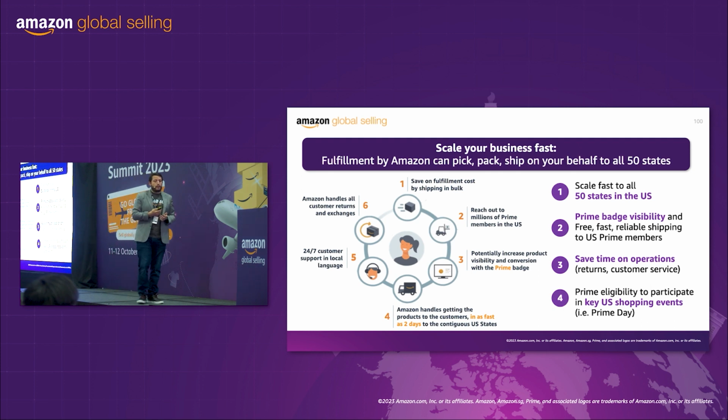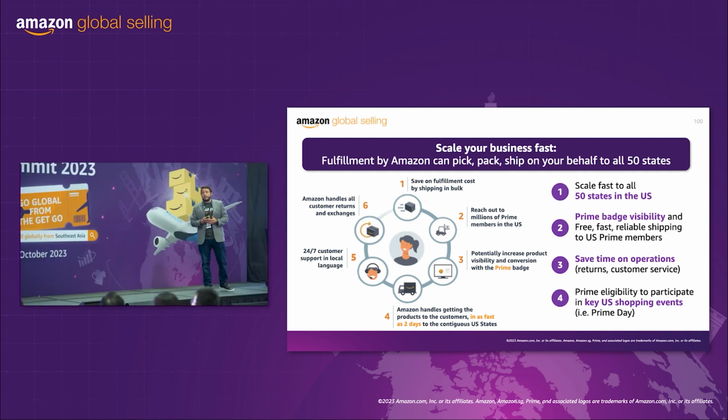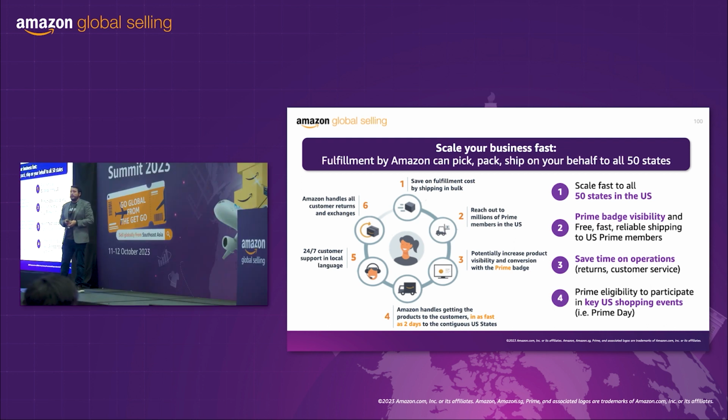You can reach, again, the 300 million customers. All the Prime members get the benefit of 2-day free delivery within the contiguous states, and they receive all the returns, and all the benefits. You can save time on the operations so that you can focus on building your brand. And of course, Prime eligibility gives you that visibility and gives you access to some of the Tier 1 events, which I'll go into detail.